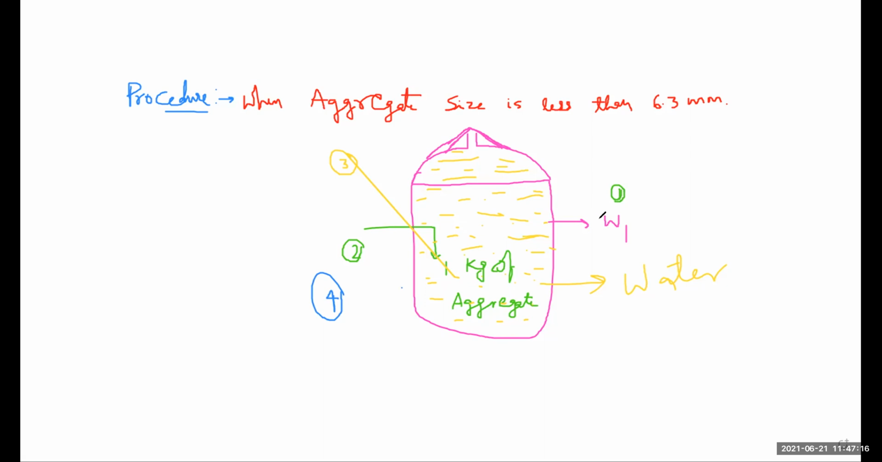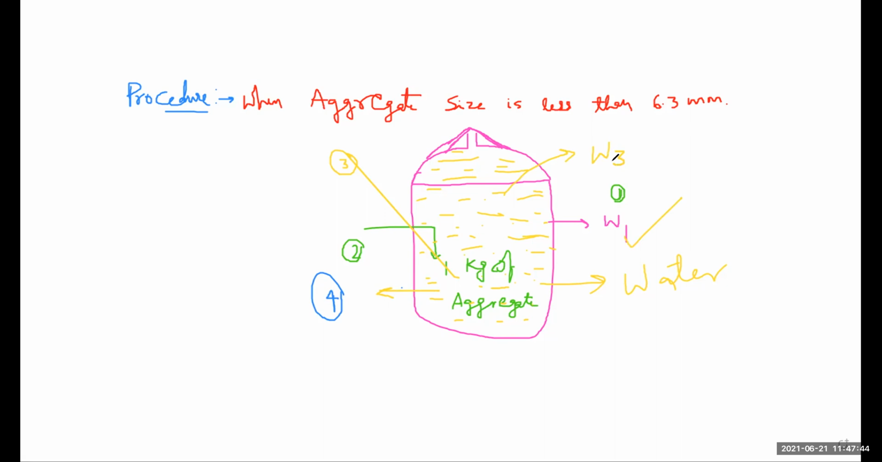So basically we first take the weight W1 of our empty pycnometer. We take the weight of the pycnometer after placing 1 kg of aggregate, then we stir this pycnometer, then we fill water in this pycnometer and start stirring to remove all the air present in it, then also weigh this pycnometer. That weight is our W3.